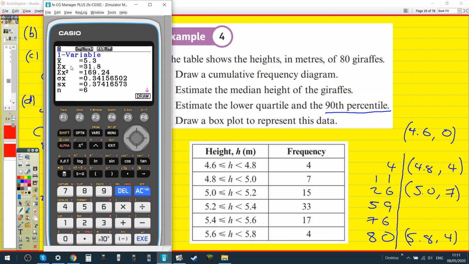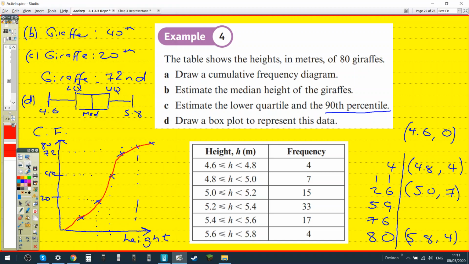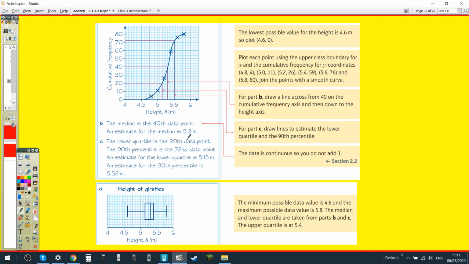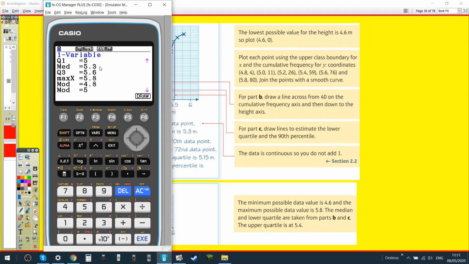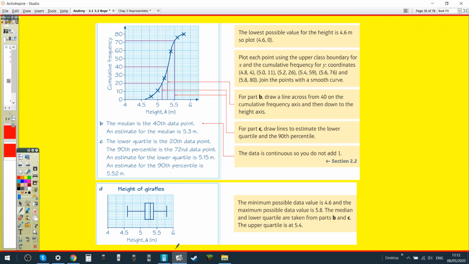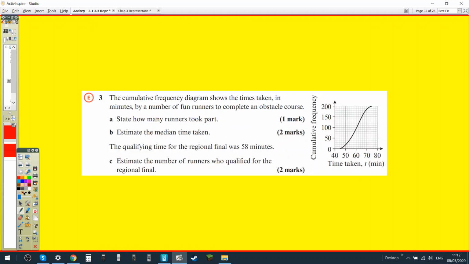Let me see, one variable. Q1. So it's just giving estimated stuff, is it? Let me just check. The median was 5.3 and the lower quartile was 5.15. These are just estimates, so you need to do the graph. Okay. Any questions about that calculator stuff? No. Okay. We'll see if that becomes more useful later on.